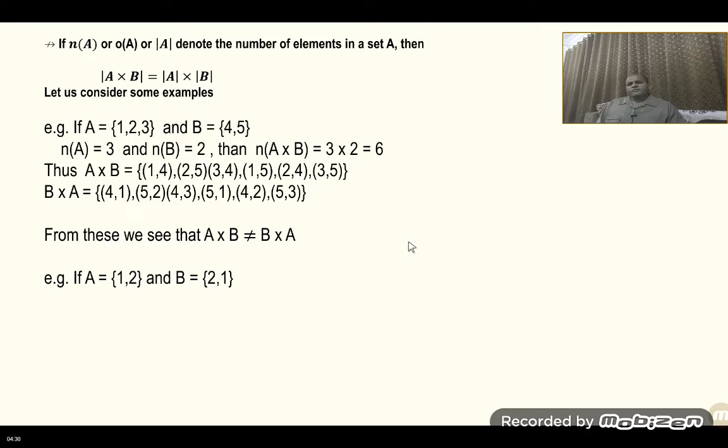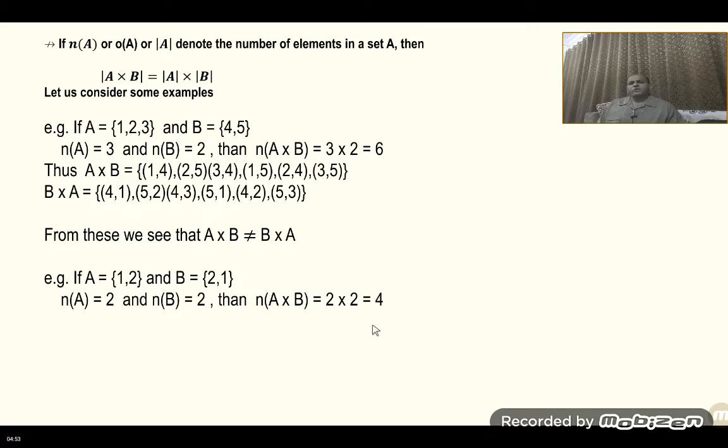Now, for example, if we have a set A = {1, 2} and B = {2, 1}, of course these two sets are the same. Why? Because the order of elements in a set is not important. So clearly both have the same order. That is, set A has 2 elements and set B has 2 elements. Now the number of elements in A cross B will be 2 times 2, which is 4.